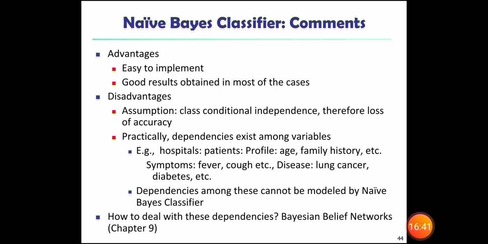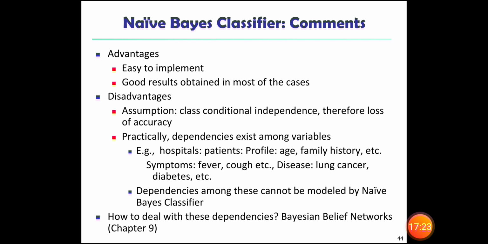And the next one is that practically dependency exists among variables. When we have a data set, like a hospital data set, there we have patient details and profile details. Every data is dependent. For example, in a hospital, the patient's details depend on the profile. In the profile we have age, so based on the age the patient will be categorized. Based on the family history, the patient will be categorized. So all the values are dependent values. Practically, it is a disadvantage.